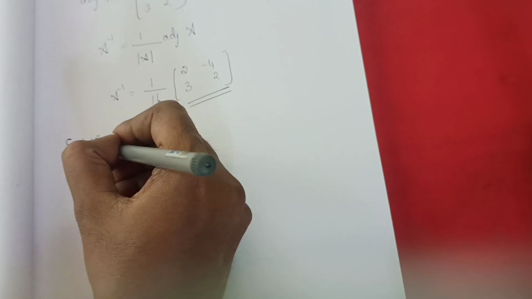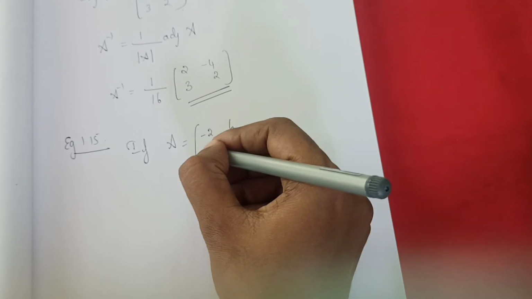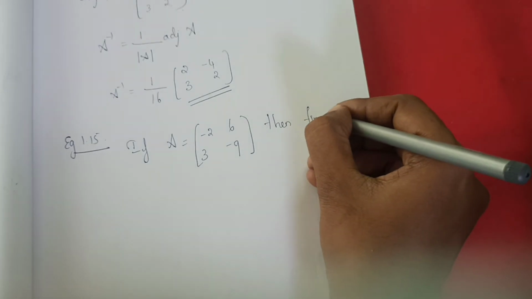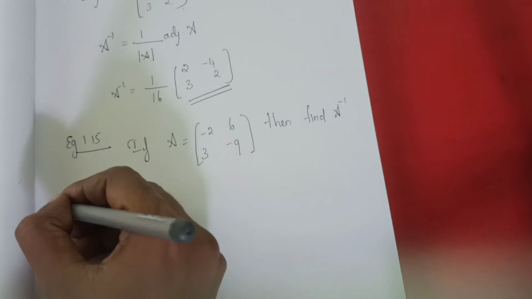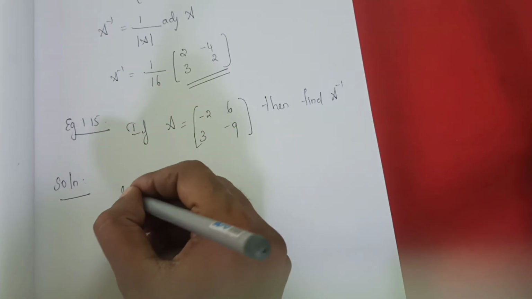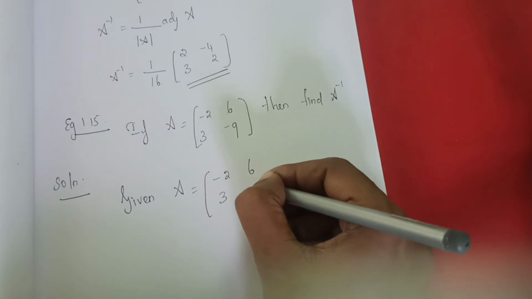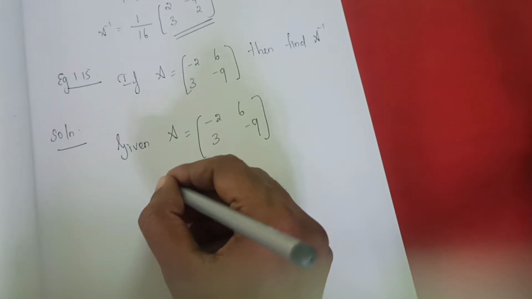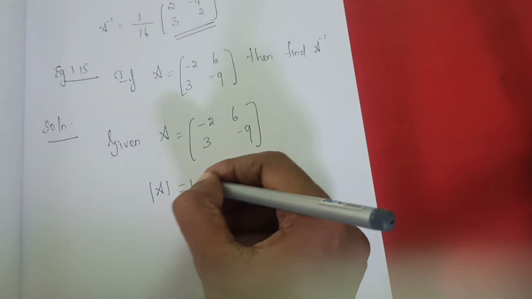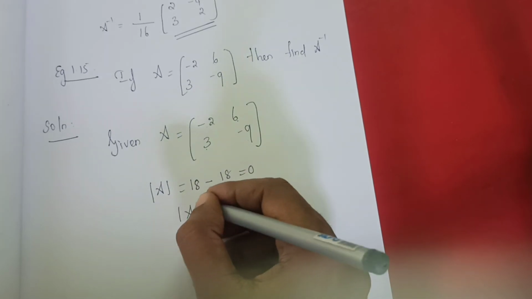Example 1.15. If A is equal to [-2, 6; 3, -9], then find A inverse. Solution. We need to find A inverse, same as the previous problem. First, what will you do? Given A is equal to [-2, 6; 3, -9]. Find the determinant of A. Determinant of A is equal to minus 2 into minus 9, so what's the answer? 18, minus of 6 into 3, that is 18. The value is 0. Determinant of A is equal to 0.